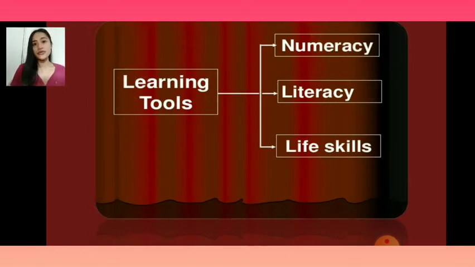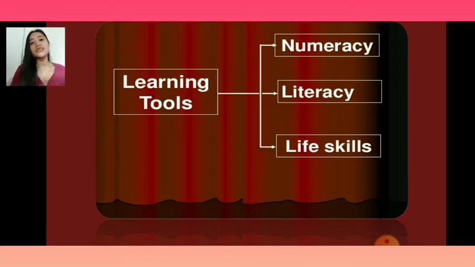So these are the learning tools: numeracy, literacy, and life skills. So what is numeracy? It's about numbers. So obviously it's math. It involves math and problem solving. For me, I'm not very good in problem solving, so I don't belong to that numeracy. I'm good, but I'm not so good. Okay, so let's go to literacy.